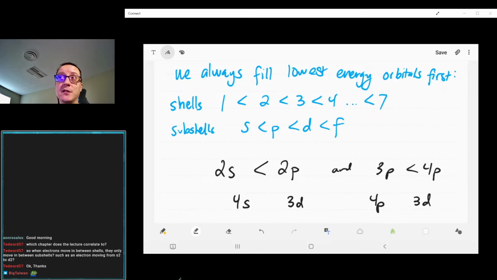We know the shells will have an effect, so the lower shell is ideal, but the lower subshell is also ideal. And we're going to see that in the case of the 3D orbital, it's going to have energy in between those two. The 3D is actually between 4s and 4p. And we can explain this using the periodic table.